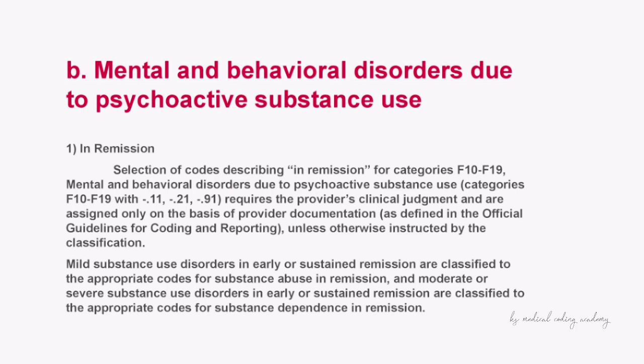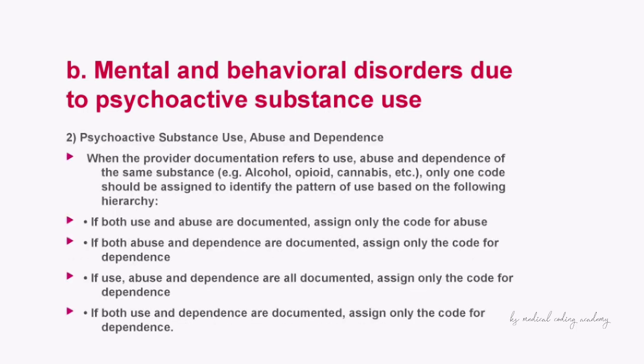Mild substance use disorders in early or sustained remission are classified to the appropriate codes for substance abuse in remission, and moderate or severe substance use disorders in early or sustained remission are classified to the appropriate codes for substance dependence in remission. 2. Psychoactive substance use, abuse and dependence.